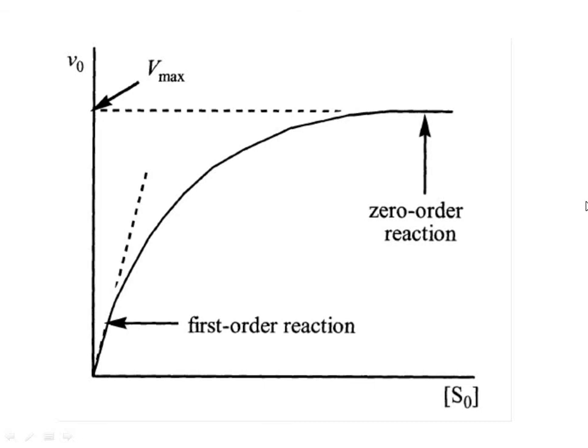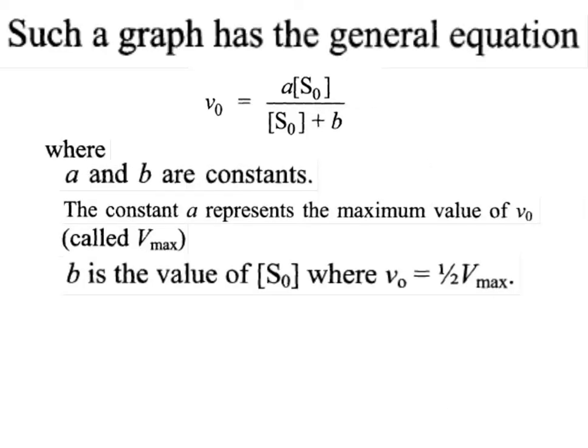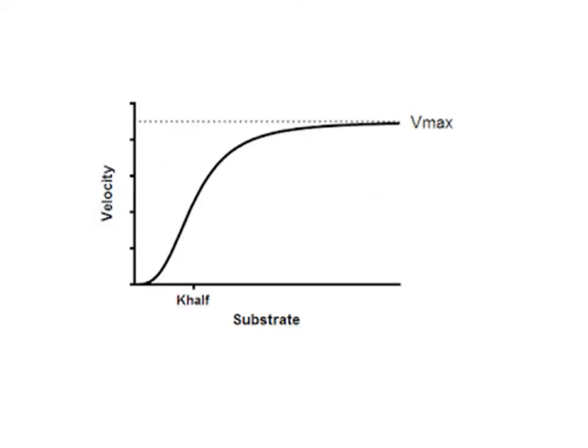Such a graph has a general equation V0 = A[S0]/([S0] + B), where A and B are constants. The constant A represents the maximum value of V0, which is often called Vmax, and B is the value of concentration of S0 where V0 is equal to half Vmax. Although some enzymes do not give a hyperbolic graph, they often give a sigmoidal curve.